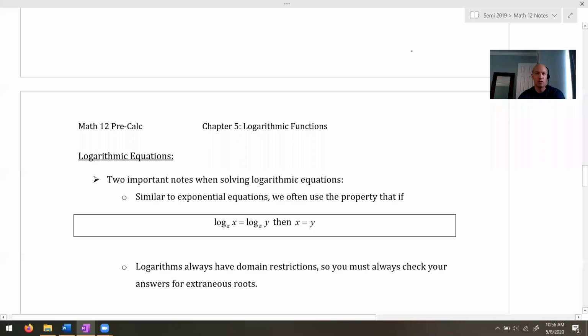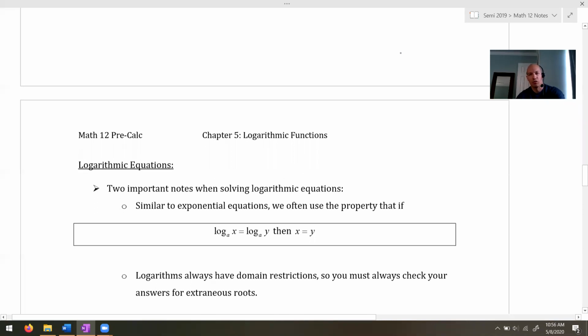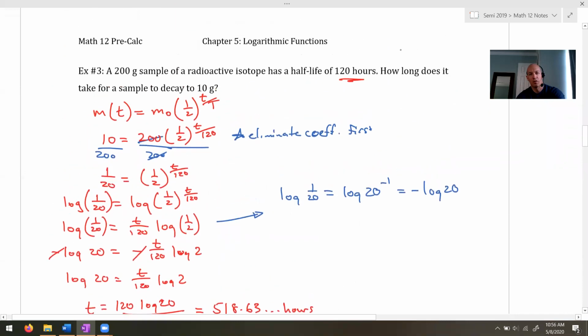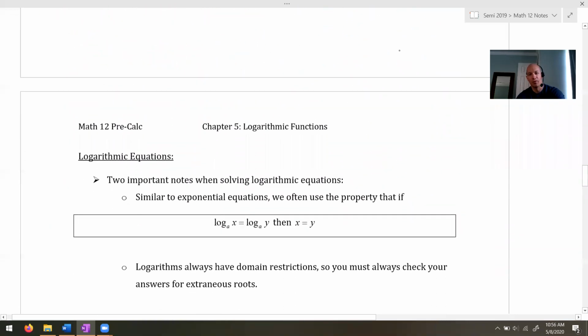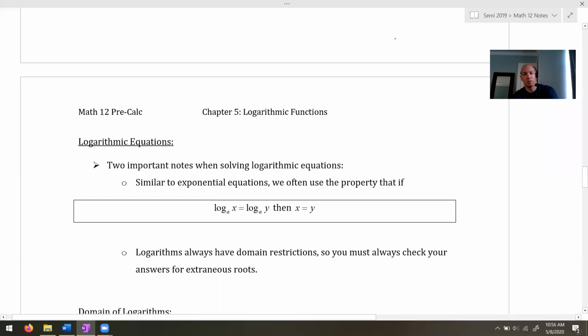Okay, kids, it's time to log on to some logarithmic equations. So what we've done in the first part is we solved a bunch of exponential equations, and we used logarithms to do that. So what we're doing here is the more pure form of it, where we're solving just straight up logarithmic equations. It's a very related concept.